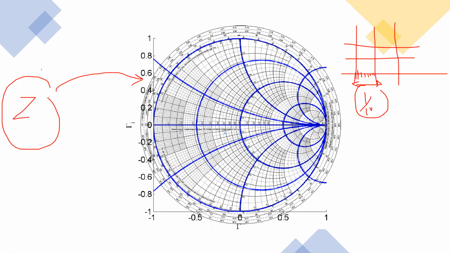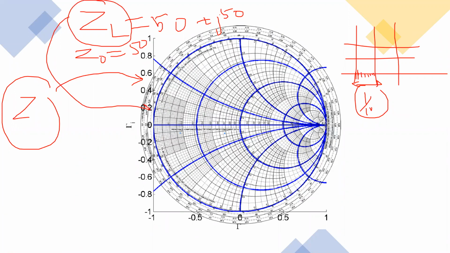So if I'm making use of these impedances, I'm plotting the values. Generally, if you have ZL given by 50 plus j50, and you have characteristic impedance Z0 given by 50 ohms, how do I plot ZL on this graph? The first thing to note down is you should first normalize the value, that is, you should normalize ZL.